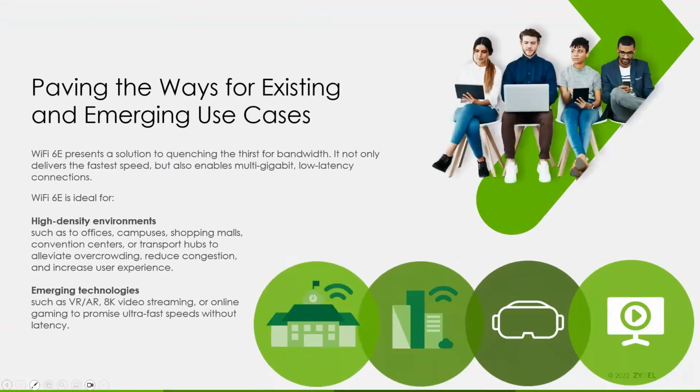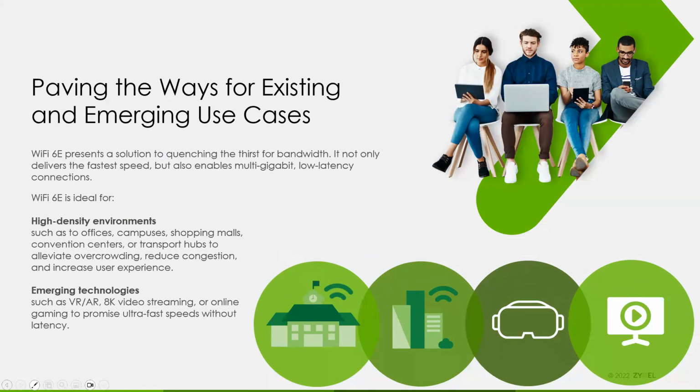So 6E is going to be ideal for high density deployments, whether we're talking about a high density of users or a high density of access points in an area, and also just for those needing ultra fast speeds.